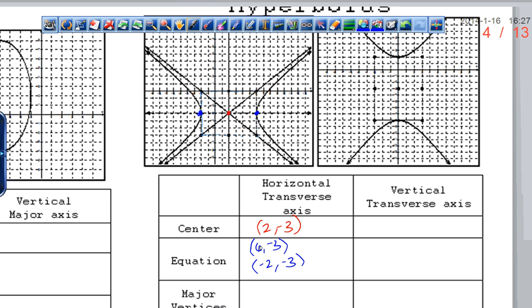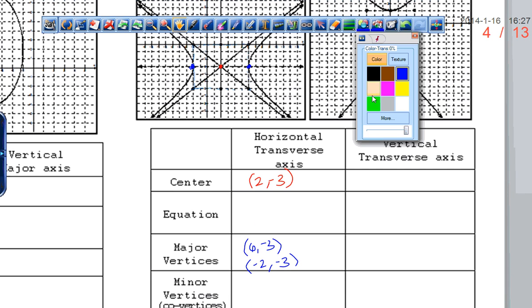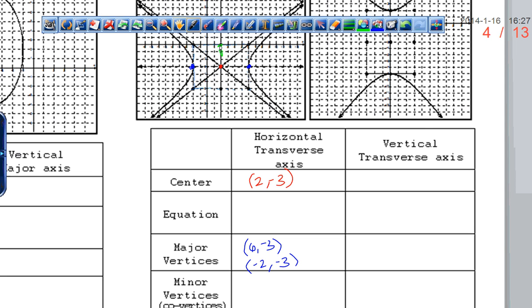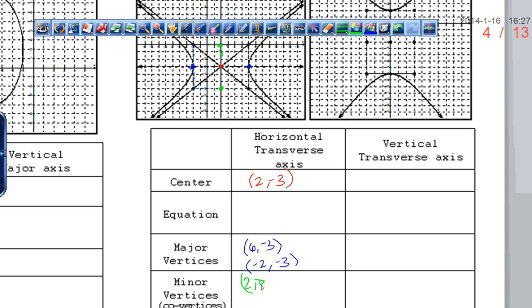Please pay attention to the fact that our x value changed, our y value did not change at all. Oops, I wrote that in the wrong spot. My bad. But anyway, our x value changed and not our y. It's going to be the same way, but the opposite, with our minor vertices or co-vertices. That is this point and this point right here. That point looks like it's at 2, 0, and at 2, negative 6. We're going from the center down. Here's the center, and then that is 3 units down, so that's at 2, negative 6. 3 units up is at 2 comma 0.